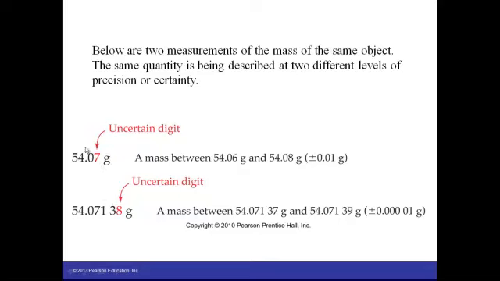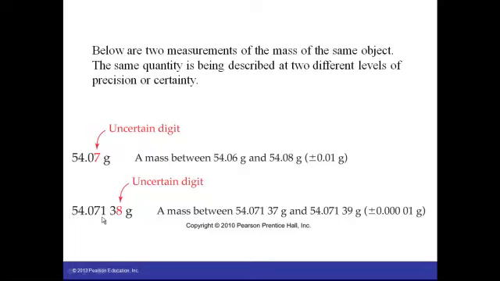So in the first balance, it only goes out to 2 places past the decimal. So what this is telling you is if we have a reading of 54.07, that the accuracy around this position is in question. And so this is telling you that the mass is somewhere between 54.06 and 54.08, and that the best guess is plus or minus 0.01 grams. So it's going to vary around that position.